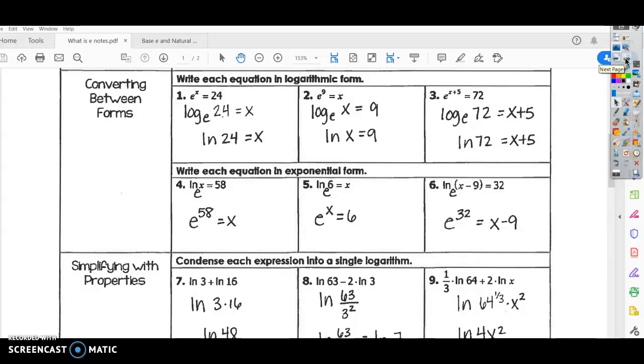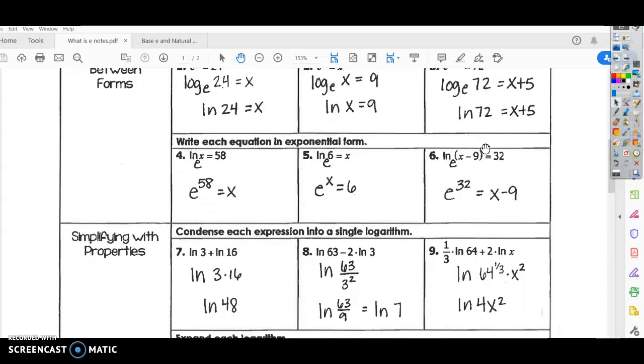All right, so number 2, log base E of x equals 9. Again, your E becomes your base, and x equals the exponent, which is 9. So again, this is very similar to what you learned with the other logarithms before. So this one would be log base E of 72 equals x plus 5. Again, we can write that as ln 72 equals x plus 5. So that's the same thing as base E.